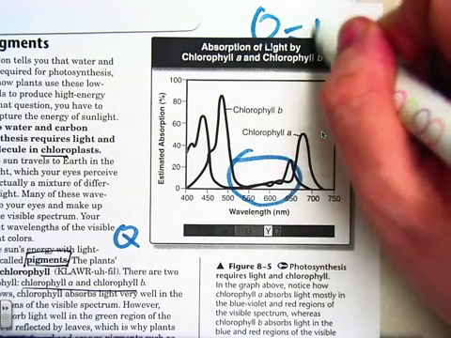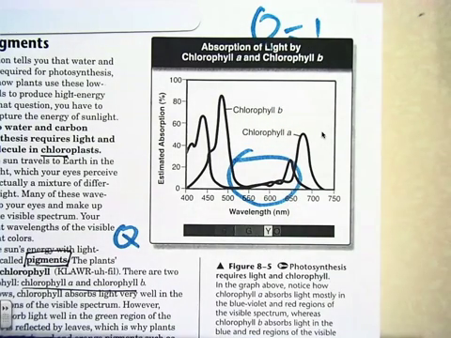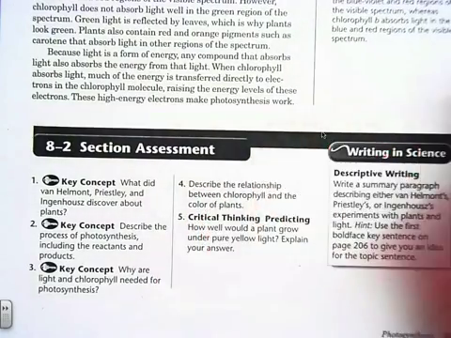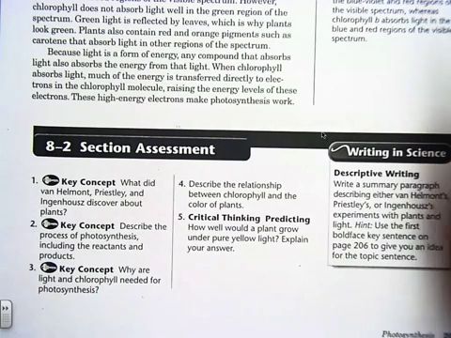All right, class. Thank you very much. This concludes our section on 8-2. Remember, our section assessments are due. Do you know who Van Helmont and Priestley were? What did Jan Ingenhousz do? Check them out. Also, what is the basic equation of photosynthesis?